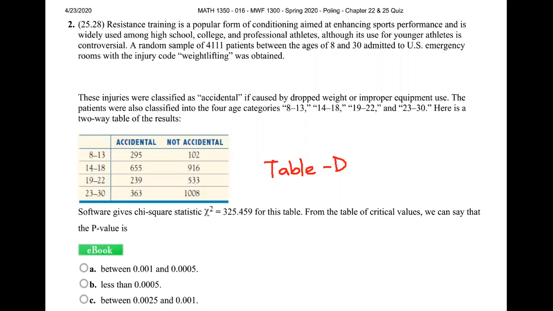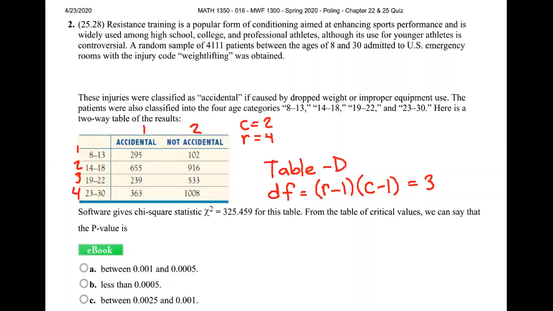You'll need the degrees of freedom. Degrees of freedom is our number of rows minus 1 times number of columns minus 1. We have 2 columns, so C is 2. And we have 1, 2, 3, 4 rows, so R is 4. 1 less than 4 is 3. 1 less than 2 is 1. So we have a degrees of freedom of 3.